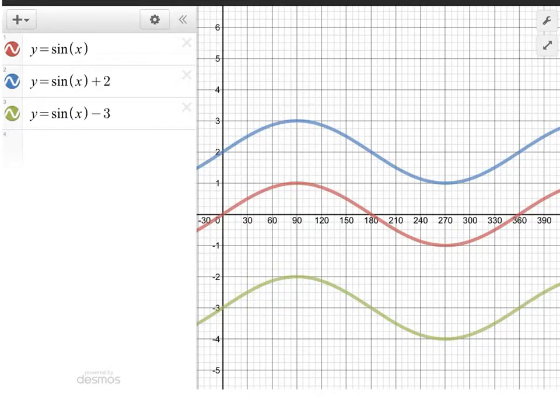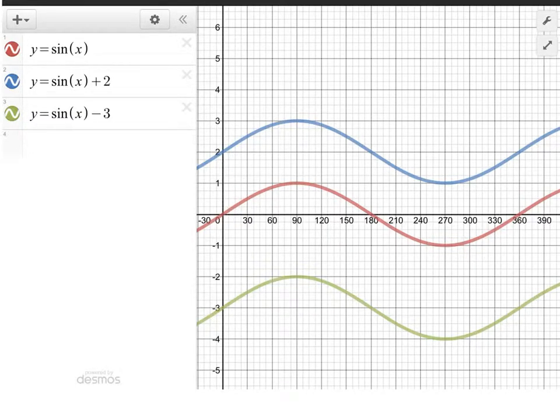So the original one started at 0, and then the one where 2 is getting added on starts at 2, and the one where 3 is getting taken away starts at minus 3. So in other words, the size of the graph stays the same, and the slope of it stays the same. The only thing that changes is kind of its starting point. So what happens is whenever there's a number added or subtracted onto the end of an equation, that moves the graph up.